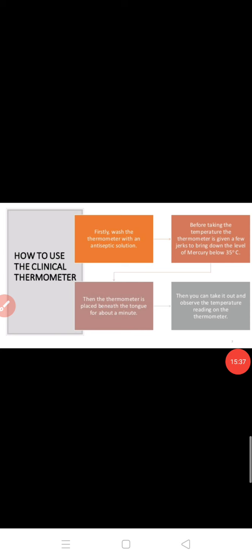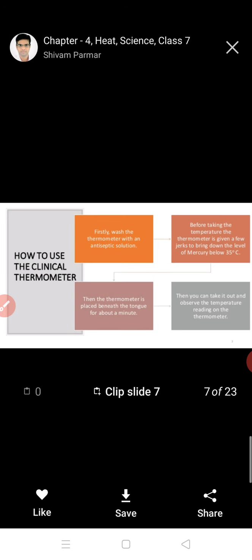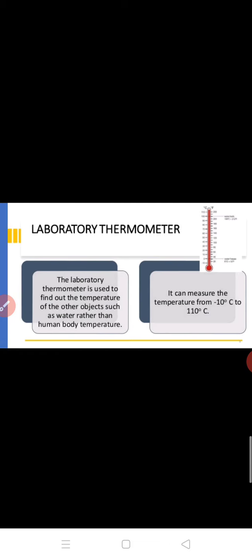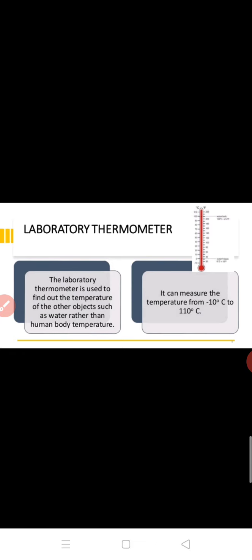So from the animated video, you have learned how to use the clinical thermometer. Then you have studied while using a clinical thermometer what precautions should be taken. The thermometer should be washed before and after use, preferably with the antiseptic solution, and it should be handled with care. The bulb of the thermometer should not be touched while taking a reading. Hold the thermometer by its glass body, and it should be ensured that before use the mercury level is below 35 degrees Celsius.